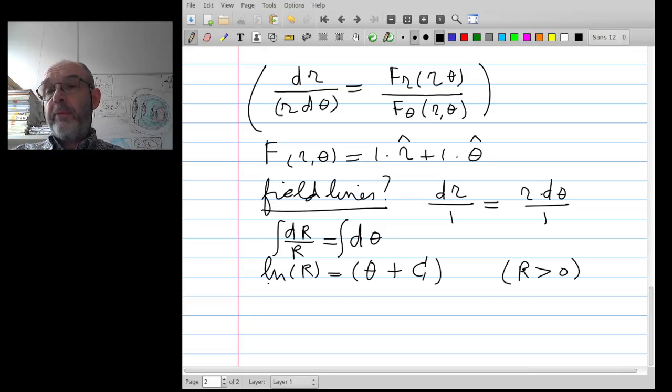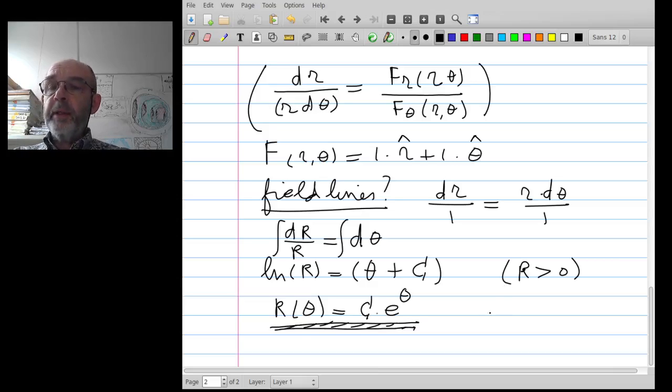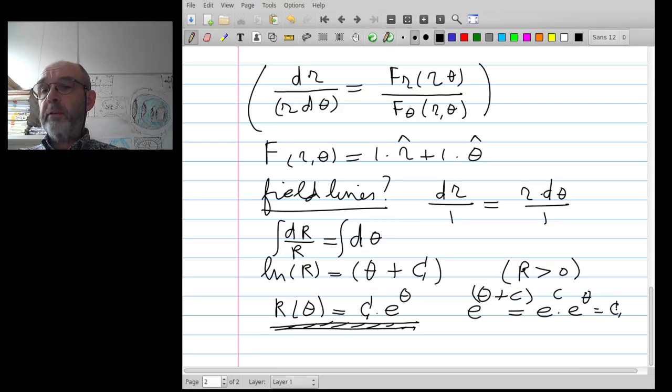And if we want to have the radius as a function of theta, we see here that the radius as function of theta becomes equal to some constant times e to the power theta. And here again, we take the exponential of this part here, and you can write it out as the exponential of c times the exponential of theta. And the exponential of c is again a constant, so I'm writing down c times that, because it is just a constant.